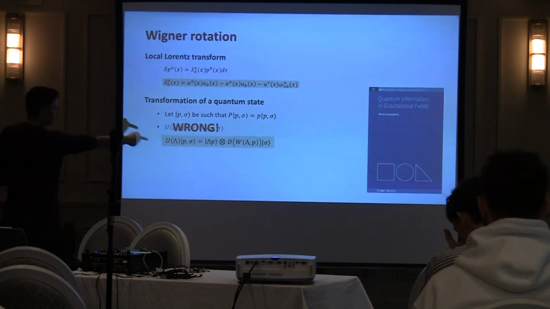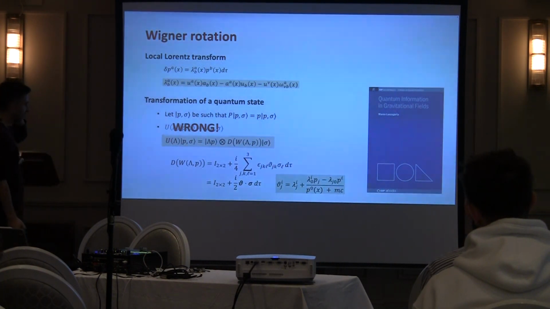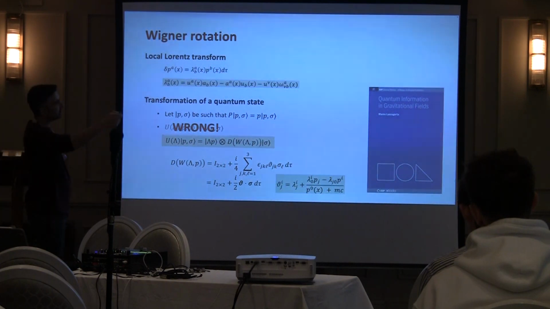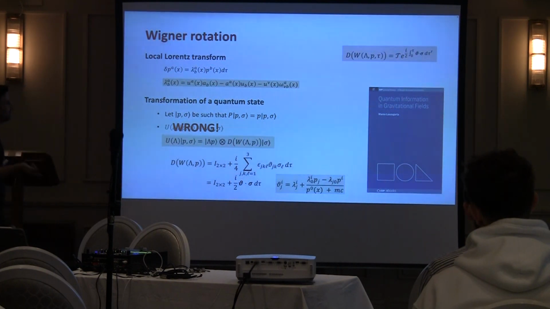And this is the Wigner rotation, and for spin half, we can write it like this. And this is the infinitesimal one. If you consider a longer path, you just integrate, in a sense, and the T there is the time ordering. Because in general, the Wigner rotations at different locations do not commute.